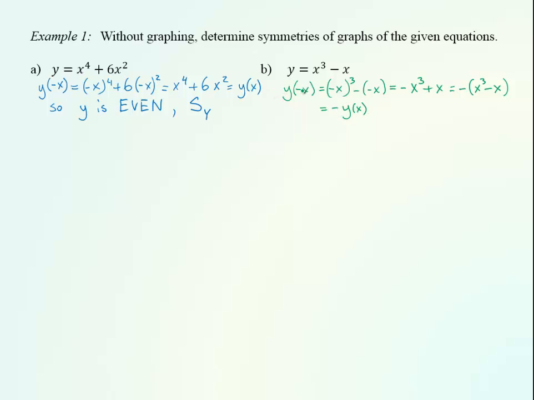My function of negative x is the same as negative y of x. Therefore, y is odd, and we have a symmetry in the origin. And again, observe that if we would like to change just y for negative y, that wouldn't produce the same equation. Therefore, we don't really have symmetry in the x-axis.